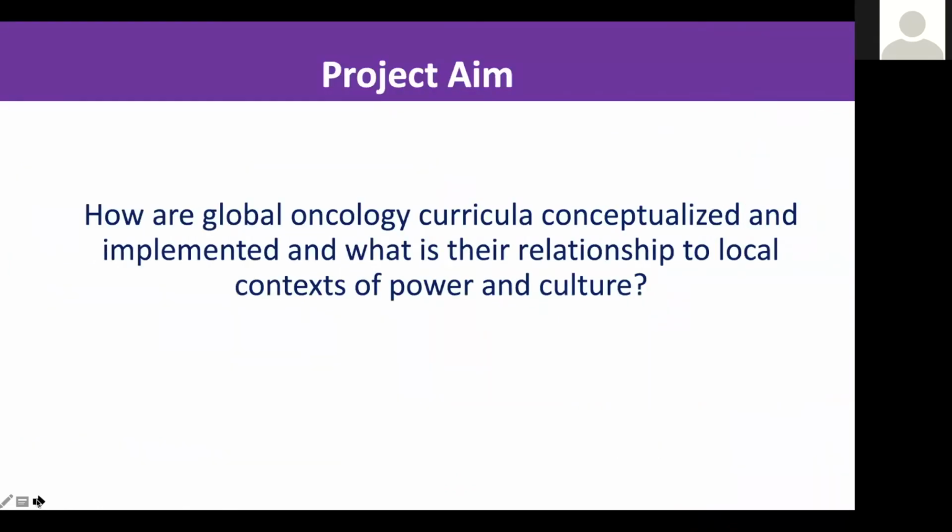So the aim of our project was to understand how global curricula are conceptualized and implemented, and how that relates to local contexts of power and culture. We did this through semi-structured interviews. We created an interview guide and, through snowball sampling, recruited 14 international participants. We were purposeful about our sampling to ensure that we had diverse participants from around the world with diverse perspectives.